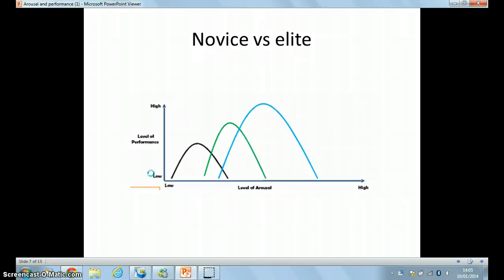Elite athletes are able to get more aroused because they are used to the skill and can cope with the high levels of arousal and still perform at a high level, so this could be due to higher media presence or more people watching. They can still perform at high levels compared to the non-elite, who can't perform at high levels with higher arousal because they buckle under pressure and they aren't as comfortable with the skill as elites are.